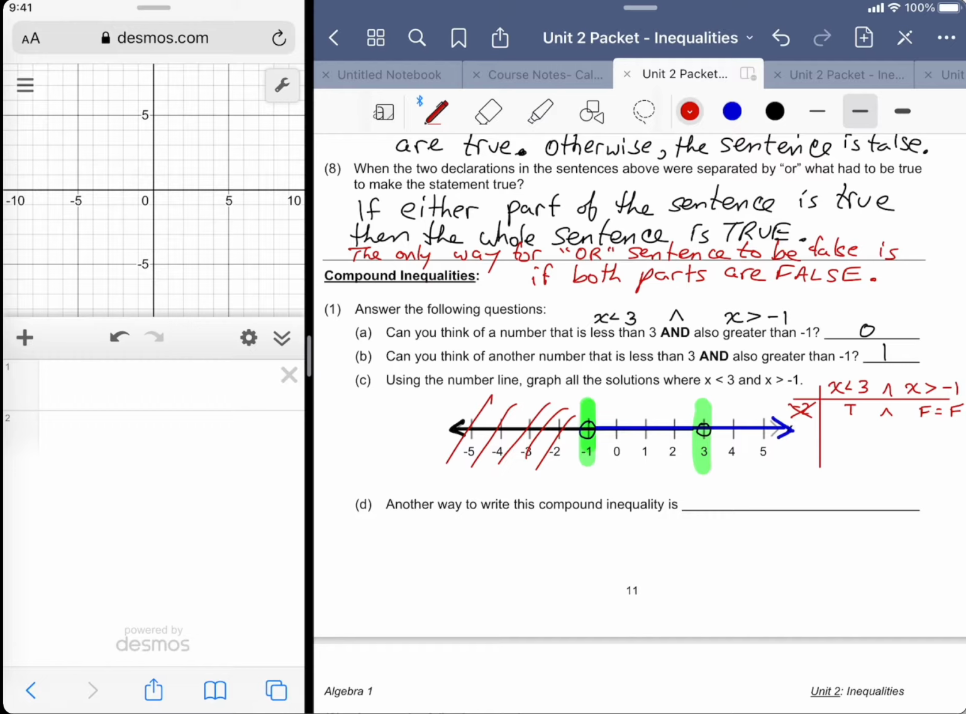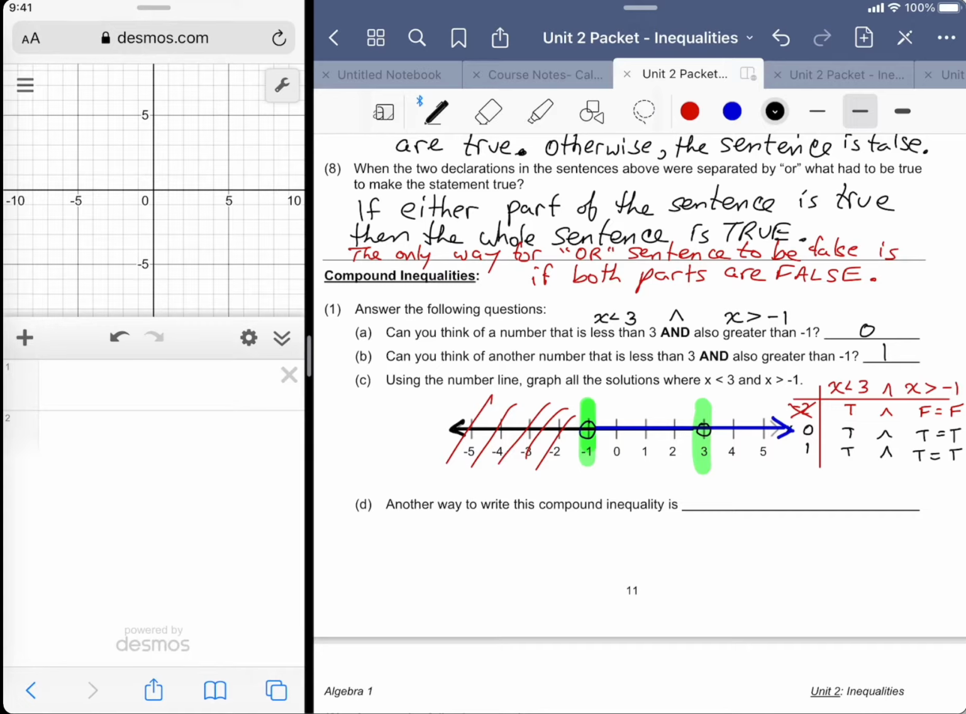All right. We already tried 0 and 1, but we could verify them anyway. So 0, 1. 0 is less than 3, true. 0 is greater than -1, also true. 1 is less than 3, that's true. 1 is greater than -1, also true. So these two are valid numbers. 0 and 1 are valid. 2 would also be valid. Anything between -1 and 3 would be valid.